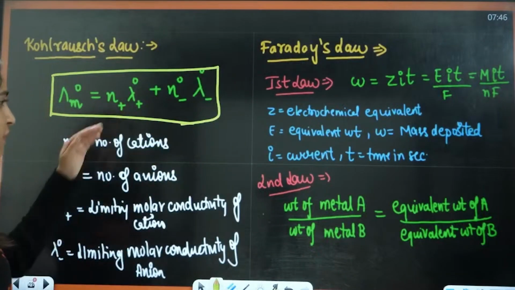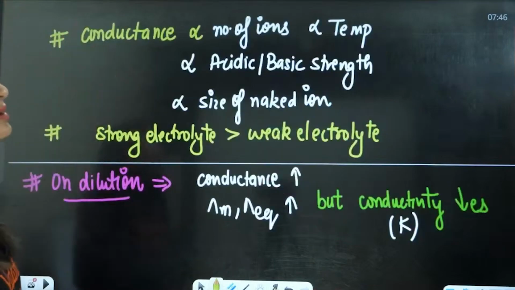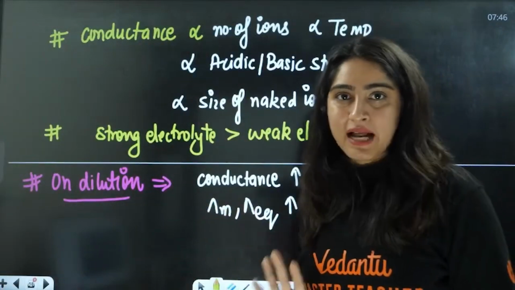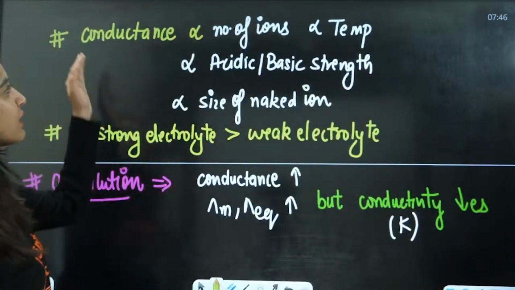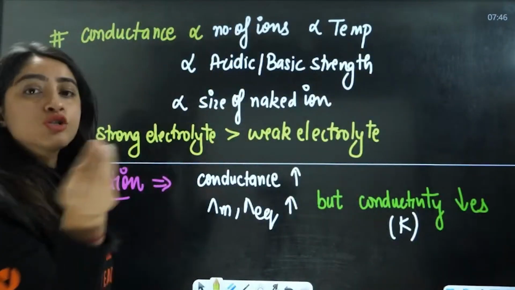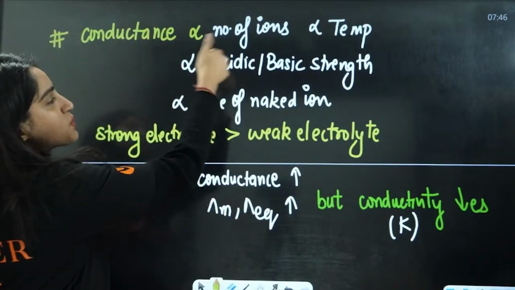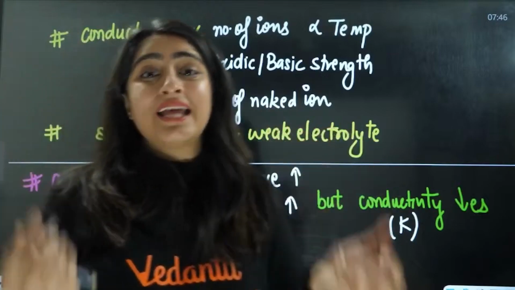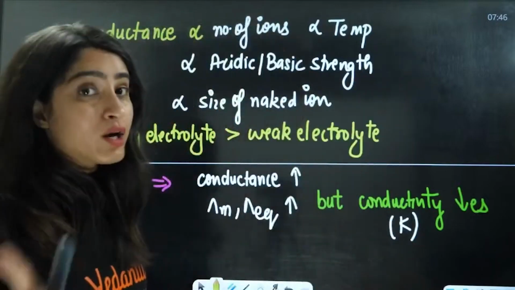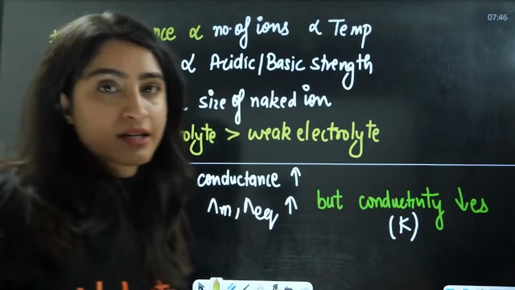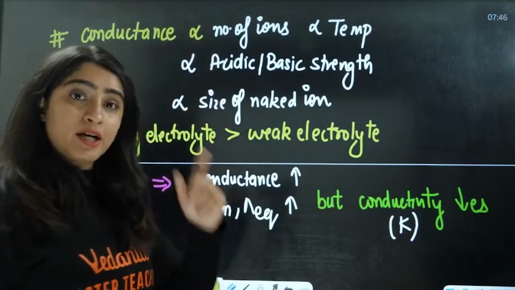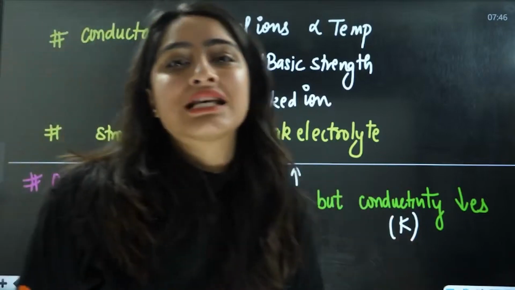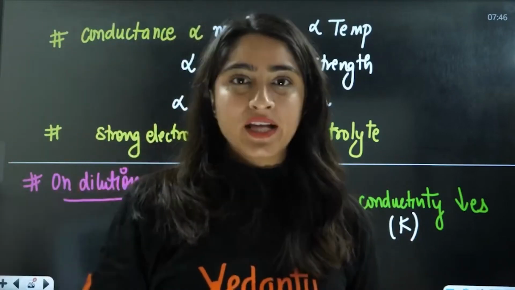Next we have the conceptual questions. There are two types of conceptual questions that can be formed here. First is how conductance varies, which is a sample paper question. The more the number of ions, the more the conductance. If the temperature is increased, conductance increases, not conductivity decreases. Next is acidic and basic strength. The more the acidic strength, the more H positive ions are given, so more will be the ions.